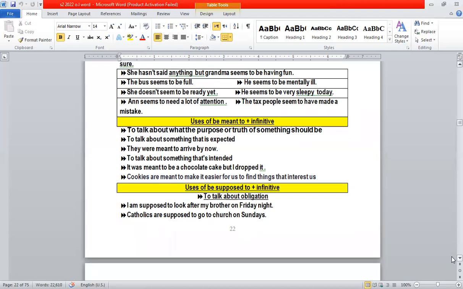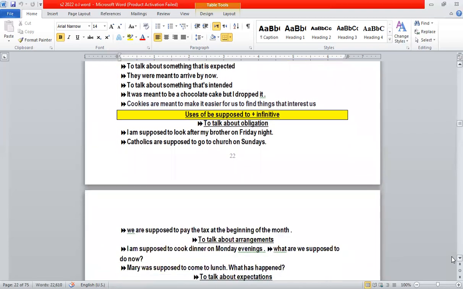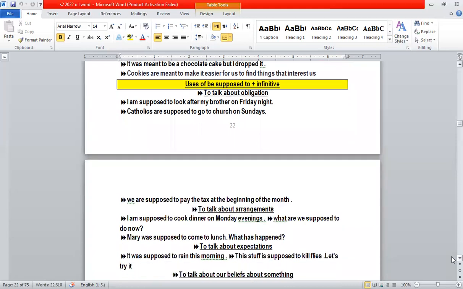Okay, so now we mentioned seem to plus infinitive, meant to plus infinitive, and here we have supposed to plus infinitive. What's supposed to? To talk about obligations. I'm supposed to look after my brother on Friday night. So I'm supposed to means here I have to. It seems to be means I think. But supposed to means I have to. Catholics are supposed to go to church on Sundays. So they are supposed to do something, that kind of obligation. They have to do that. It's a part of their religion.